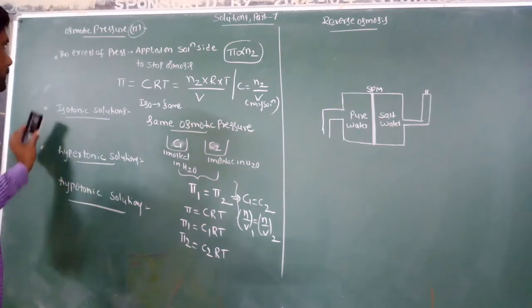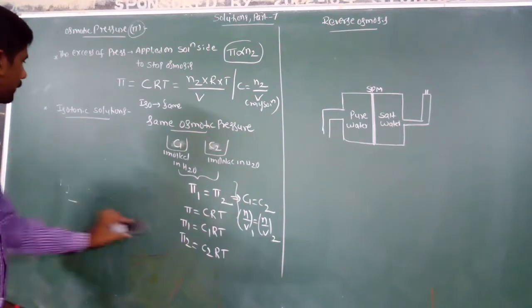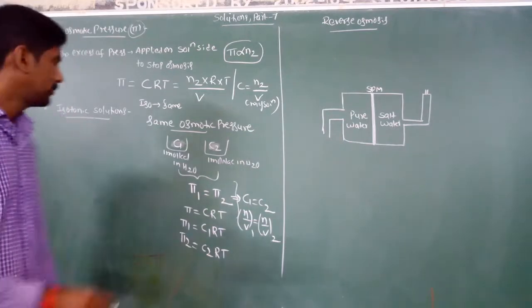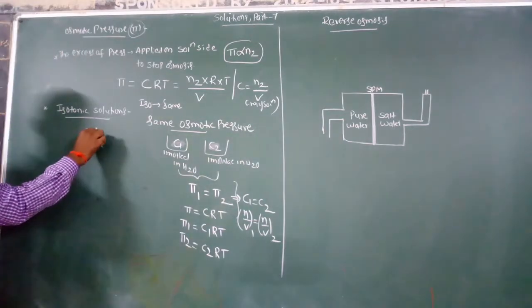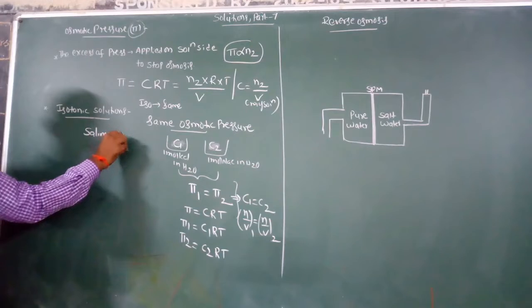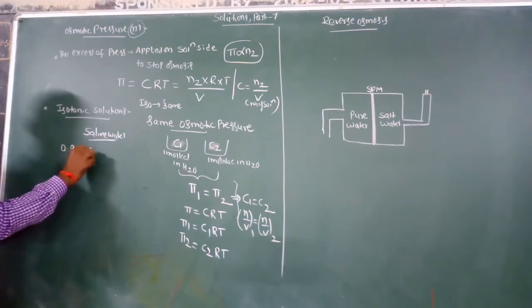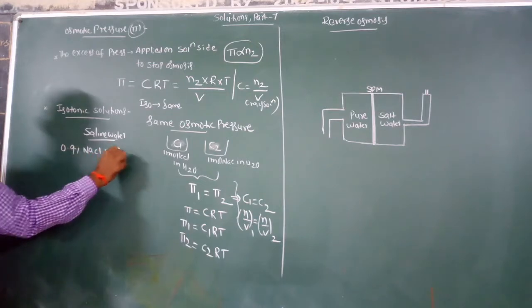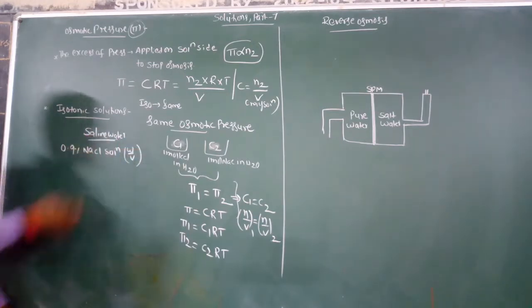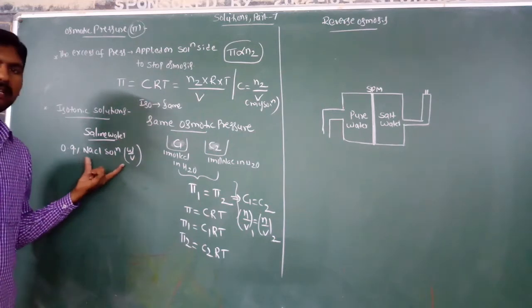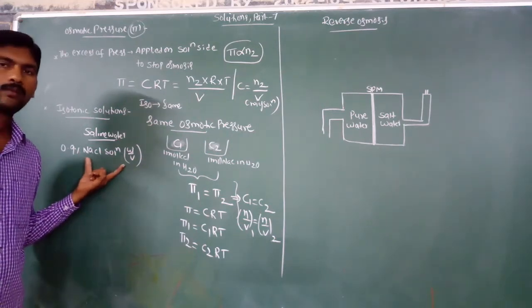For example, what is saline water? Saline water is a 0.9% sodium chloride solution, weight by volume.